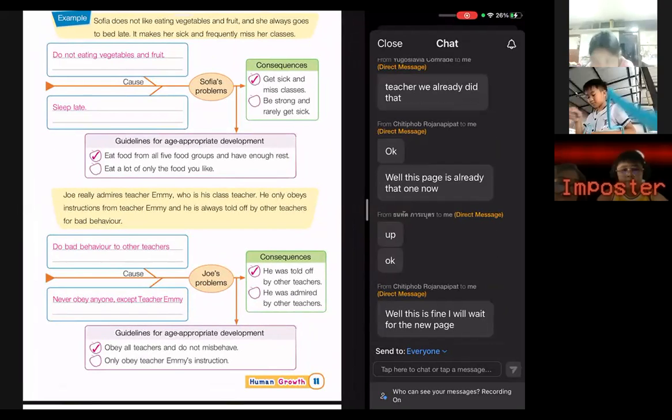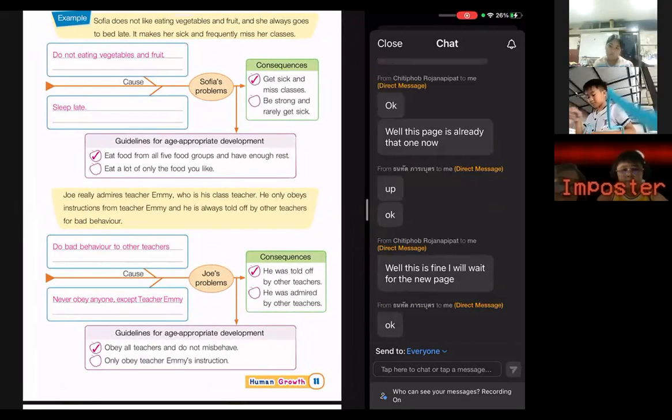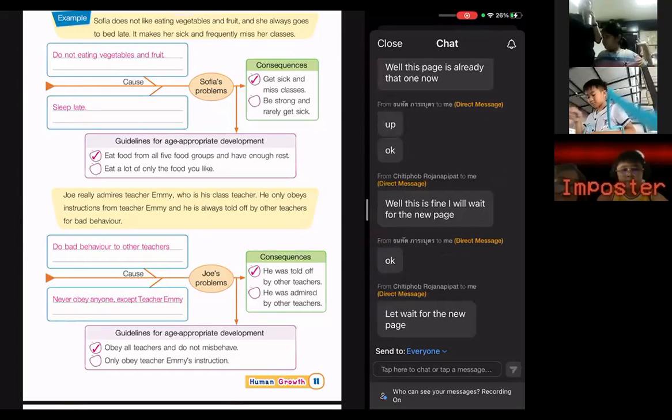Okay. So the consequence of this, what happens when he does these two problems or these two causes is he gets told off by other teachers. So you should tick apple number 1. He does not get admired. He does not find any praise from the other teachers, okay? And the guideline of what should we do, whatever class you're in, you should always obey the teachers or classroom rules, okay? So if you finished, we can go to the next one. If you haven't finished, please put it on the chat so I can stay here.